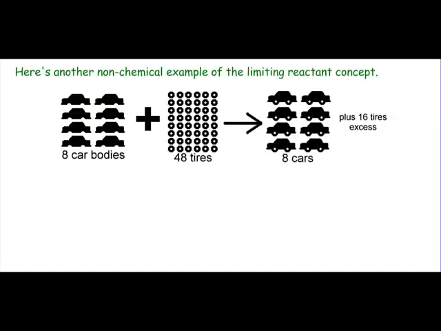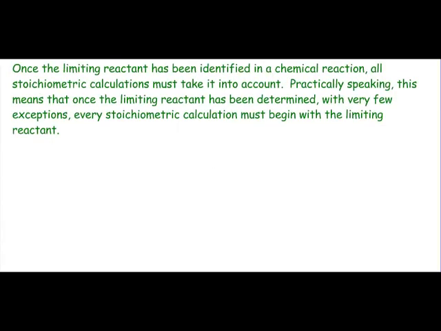Here's another non-chemical example of the limiting reactant concept. If I have 8 car bodies, I'm in the automobile production business, and I've also got 48 tires available. I think everybody knows by now that it takes 4 tires per car. So if I have 8 car bodies, I need 4 tires for each of those bodies. By the time I put tires on each of those cars, I'm only going to use up 32 of those tires. So I'd have 16 tires left over. Tires in this case would be my excess reactant.